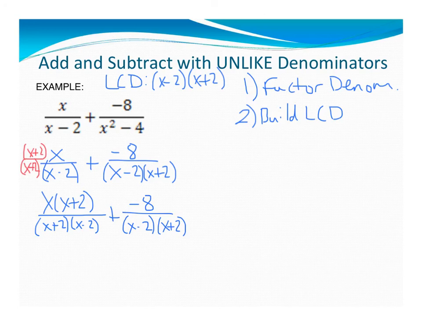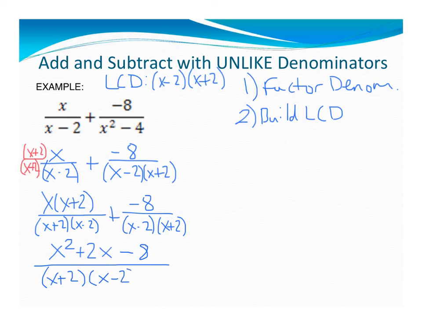Now I can combine my like terms in the numerator. However, I've noticed I got to distribute the x to both of those first. So let's do that. So I have x times x is x squared, x times 2 is 2x, and then I have this negative 8, and really I can just put it all over the denominator right now. I have x plus 2, x minus 2. All right, so we're doing pretty well here.